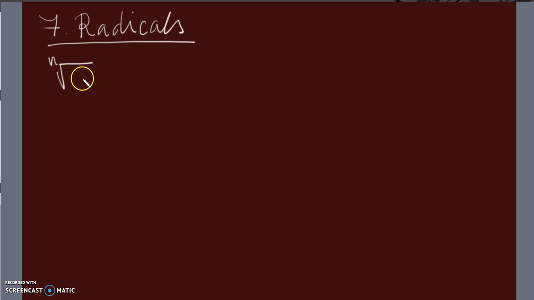So a root can be written this way. Inside the radical, this symbol is the radical. There is the radicand. Okay, this is the radicand, and this small number is the index. Okay, the index.